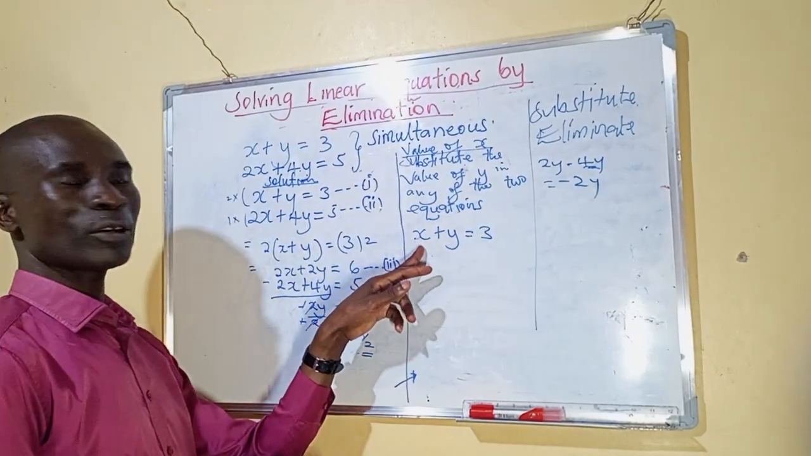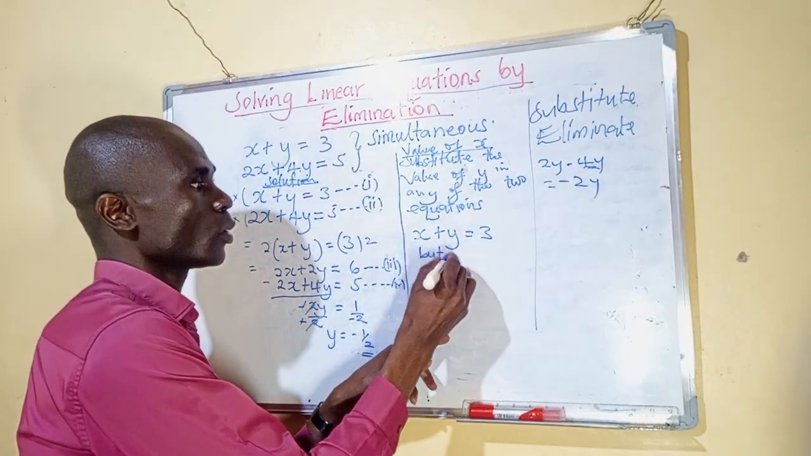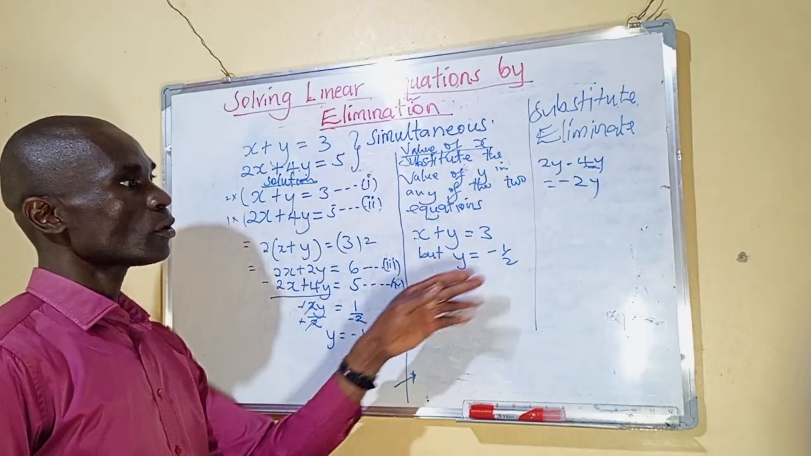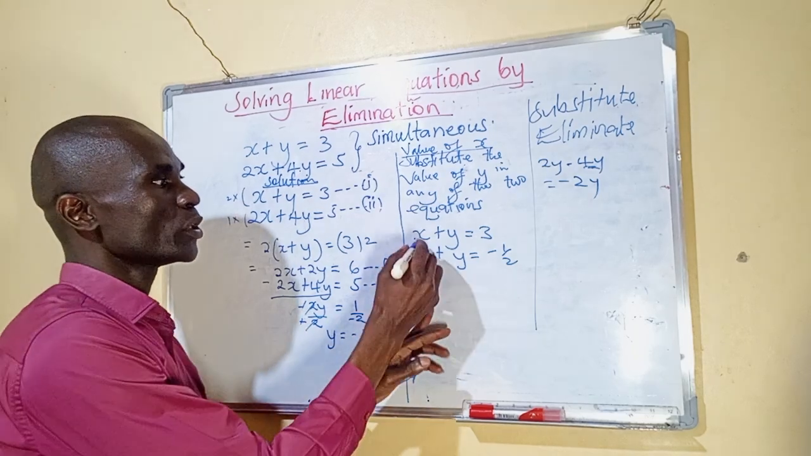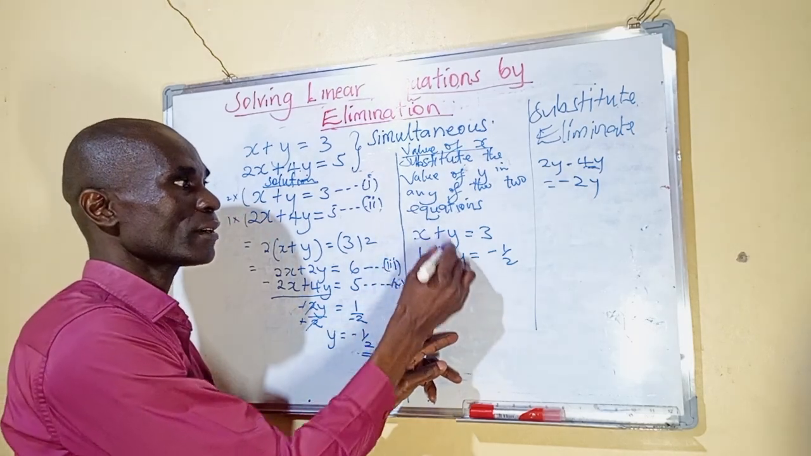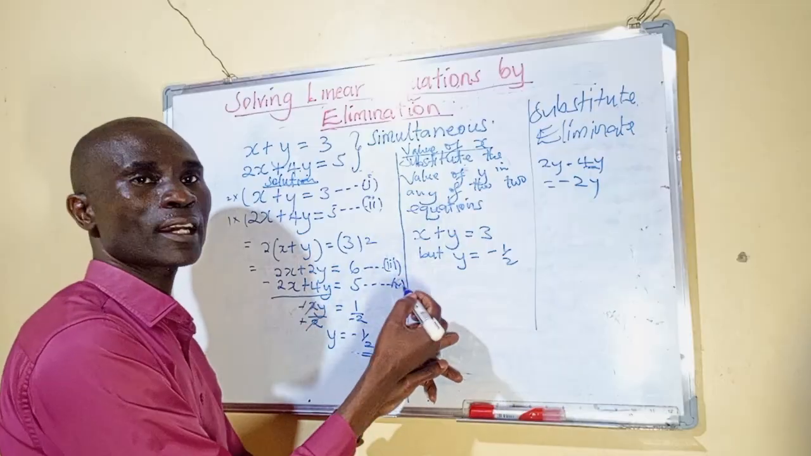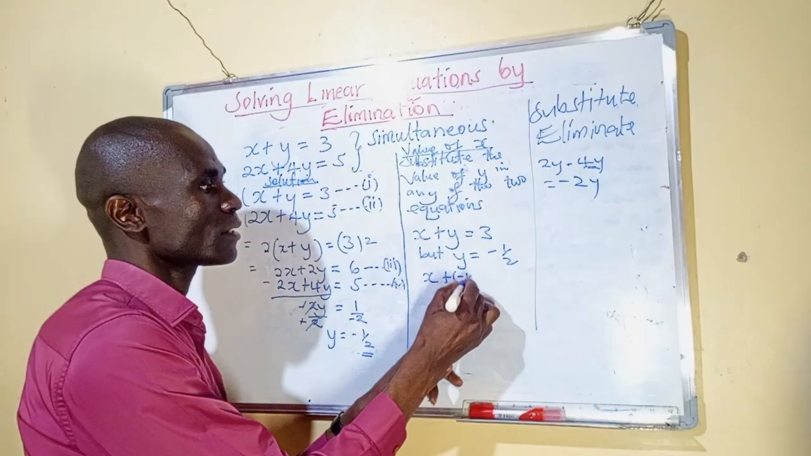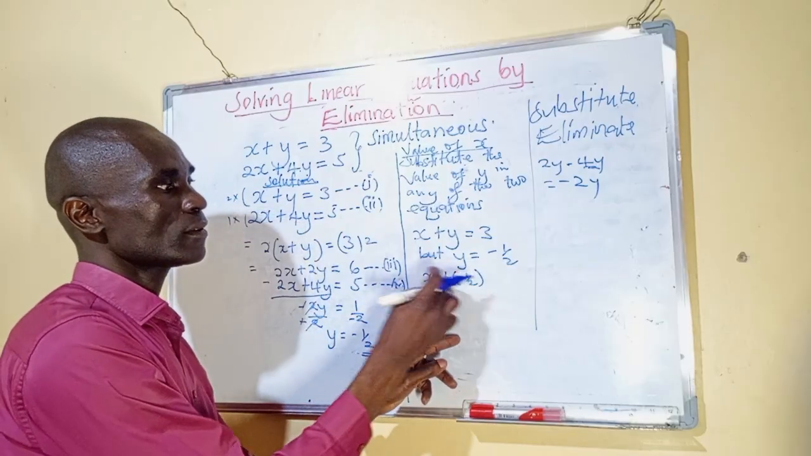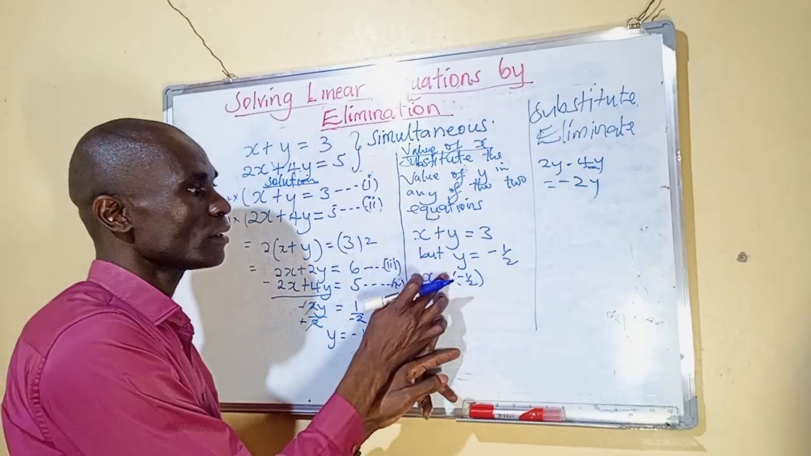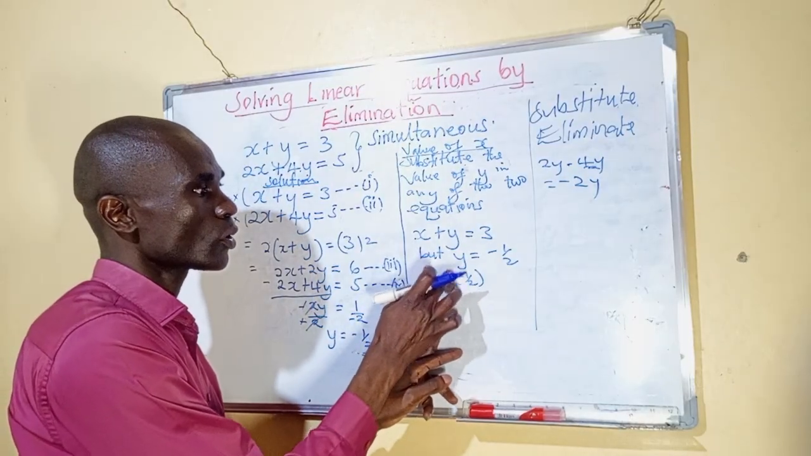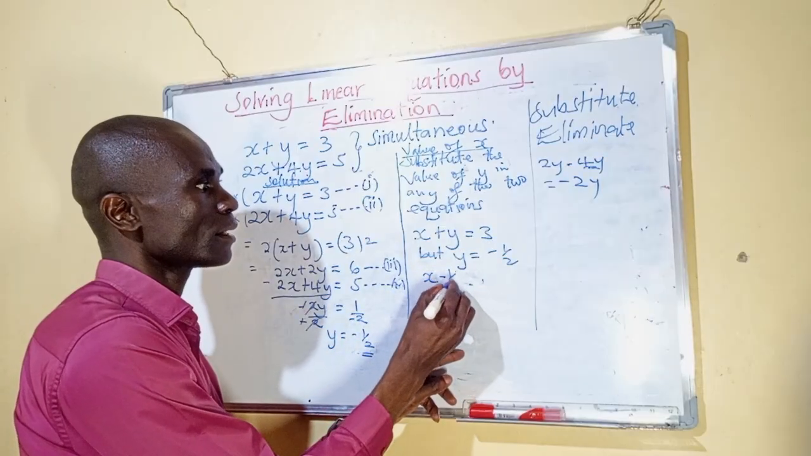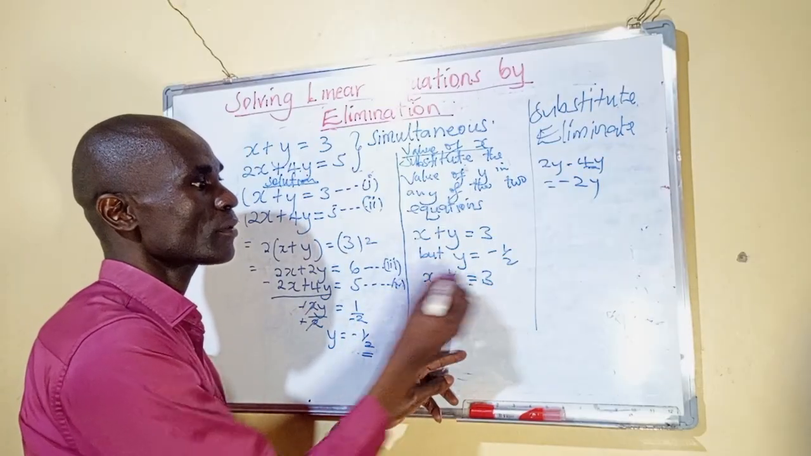But we know the value of y. y is equal to negative a half, or negative 0.5. So we bring it in here. Wherever we have y, we put negative a half. So here we shall have x plus negative a half. A positive and a negative give us a negative. So we have x minus a half = 3.